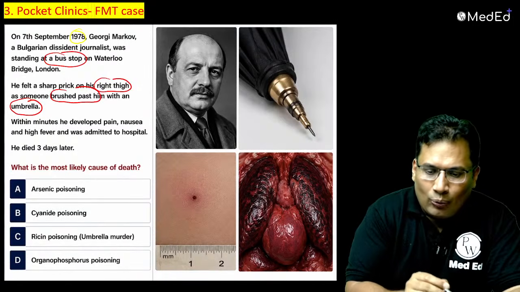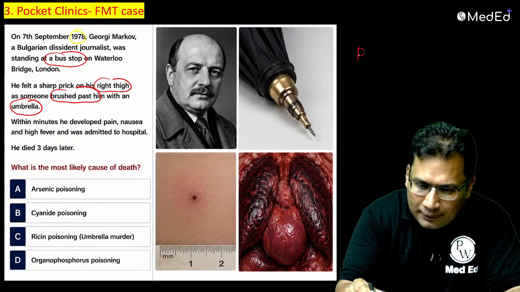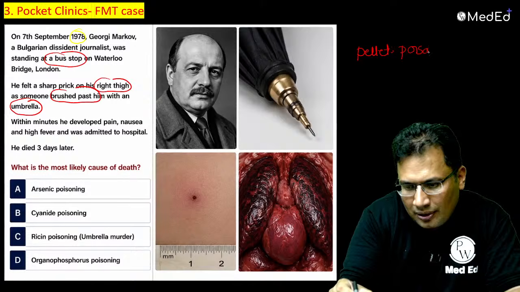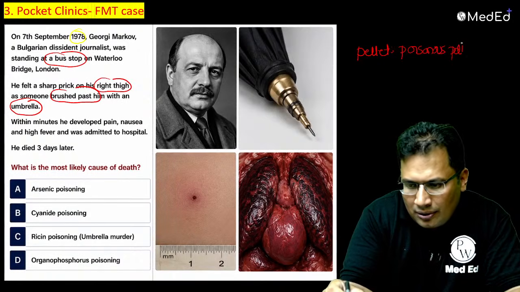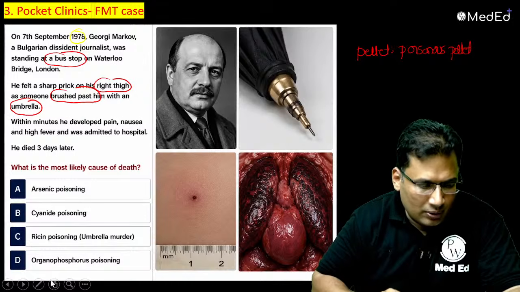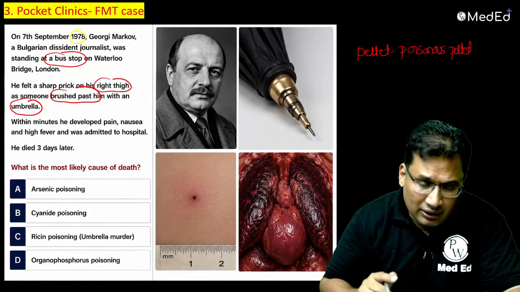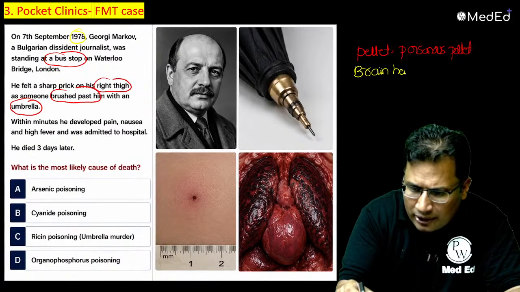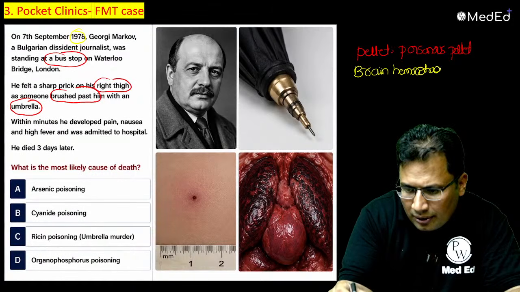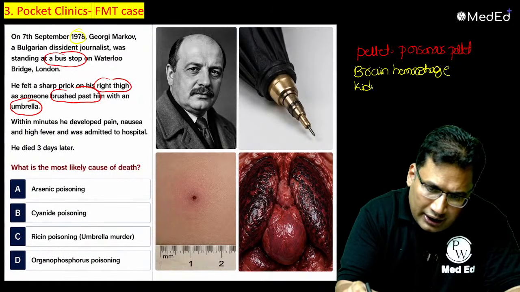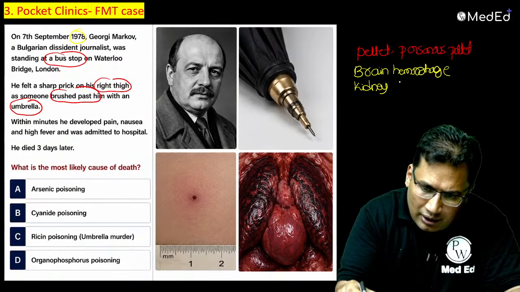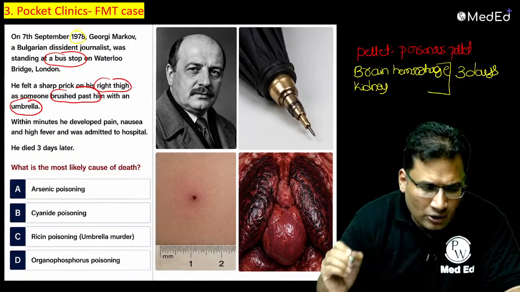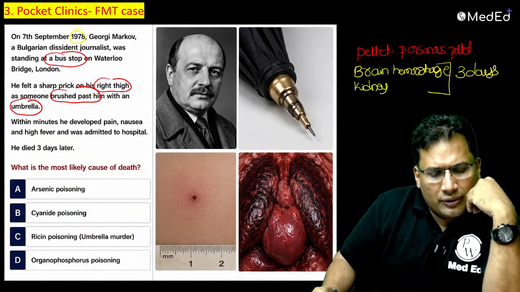So in the dead body, what we found was a pellet. The poisonous pellet, that is point number 1, containing some toxic material. On further examination, brain hematoma or brain hemorrhage, or kidney, and hemorrhages all over the body. Death occurred after 3 days. Now my question is, what is the diagnosis?